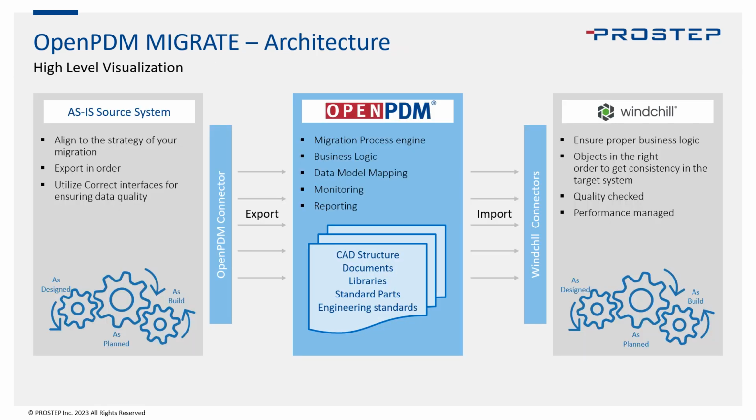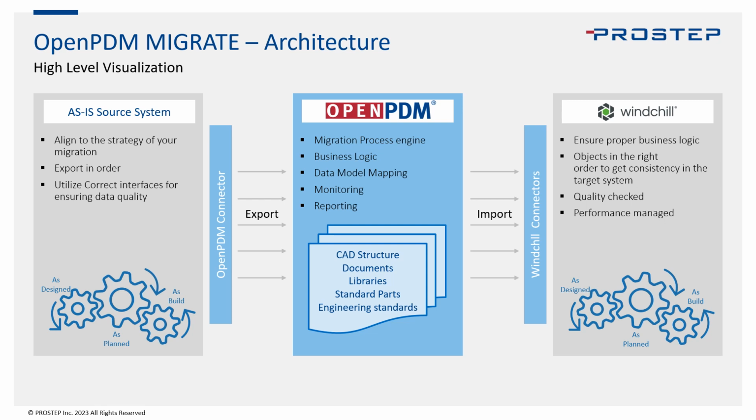So the architecture for OpenPDM Migrate looks a little bit like this. On the left, you've got your as-is source system. On the right, your target to-be system. And then in the middle, you put the OpenPDM migration solutions. So that could be a combination of different connectors and connector interfaces, depending on the different source systems that you might use. Or if those systems have multiple different interfaces for getting data out the correct way.